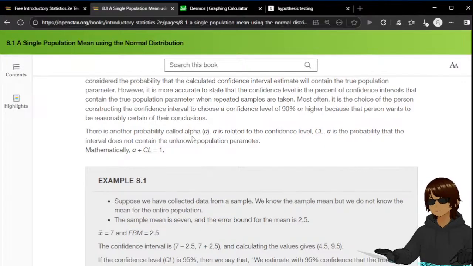There's another probability called alpha. Alpha is related to the confidence level. Alpha is the probability that the interval does not contain the unknown population parameter. Mathematically, alpha plus CL is equal to 1.